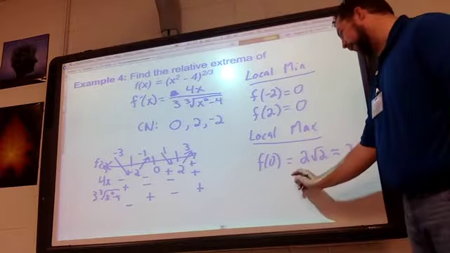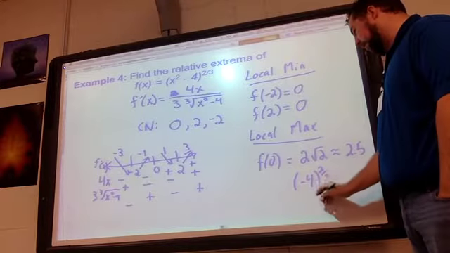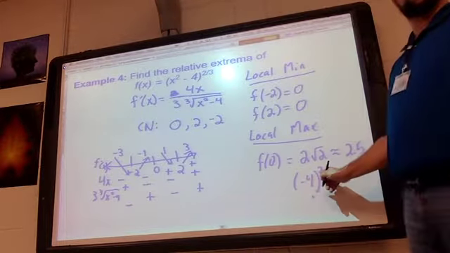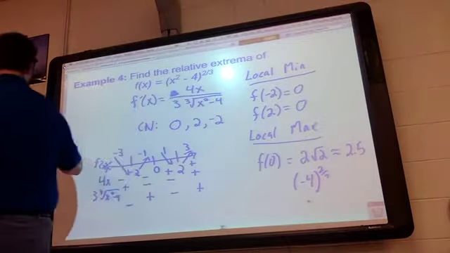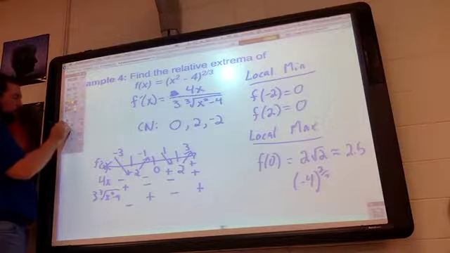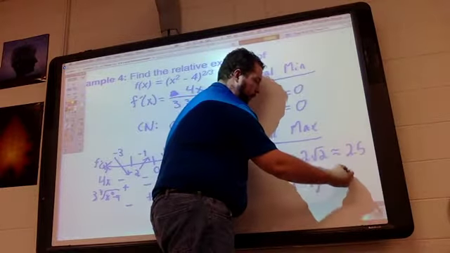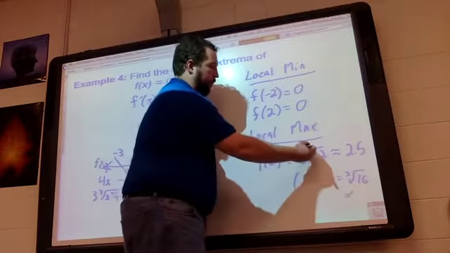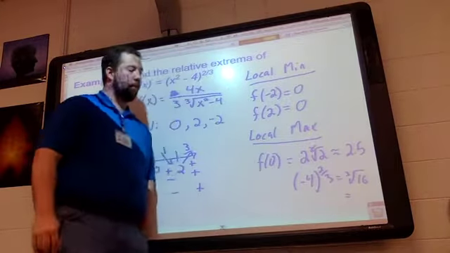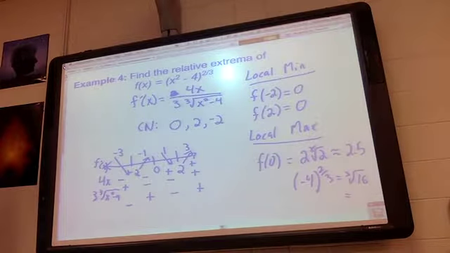Again, that is negative 4 to the 2/3 power. The way I would work that out is negative 4 squared is 16. So we get the cube root of 16. Oh, 2 cube roots of 2, my bad. 2 times 8 is 16, and 8 comes out as a 2.